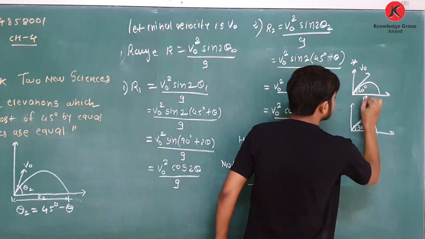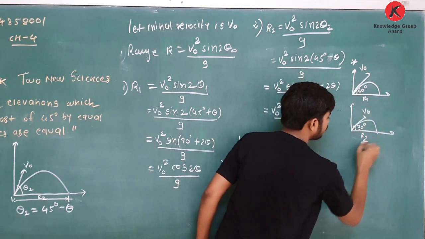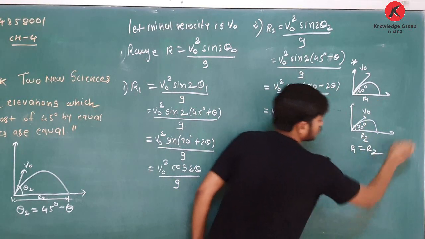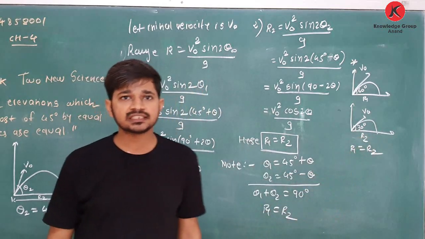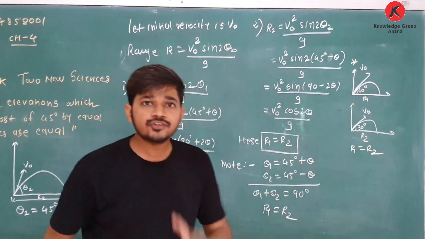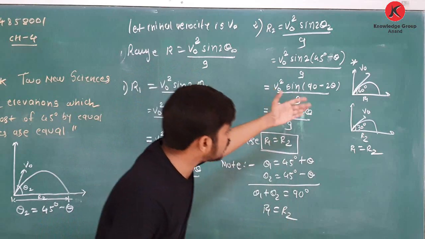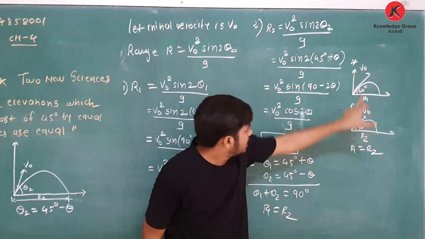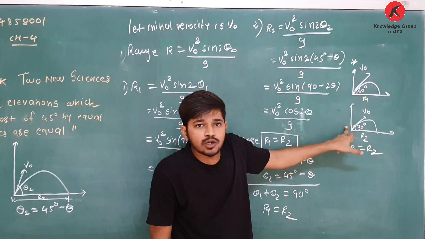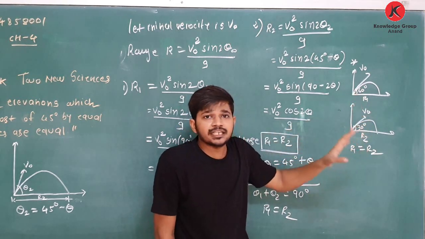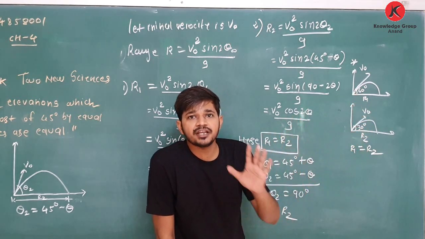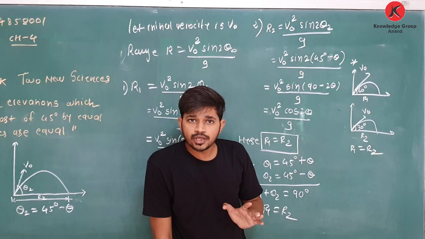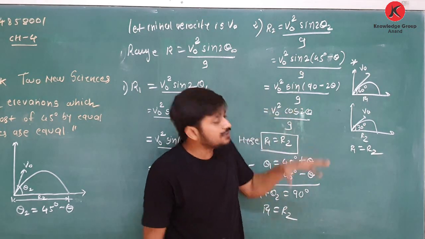So in these cases, if this range is R1 and this range is R2, R1 is equal to R2. This is the meaning, or the conclusion, of this theory. If for the same initial speed theta 1 plus theta 2 is equal to 90, the ranges in both cases are equal. Clear? Okay. Yes, you may be asked the reverse question.